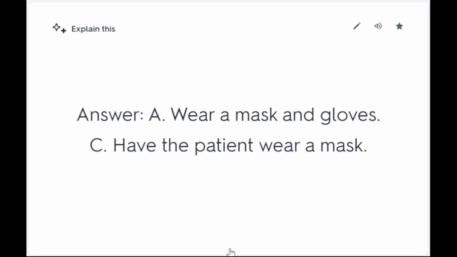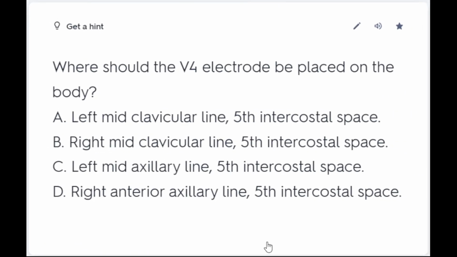Answer: A. Wear a mask and gloves. C. Have the patient wear a mask. Where should the V4 electrode be placed on the body? A. Left mid-clavicular line, 5th intercostal space.